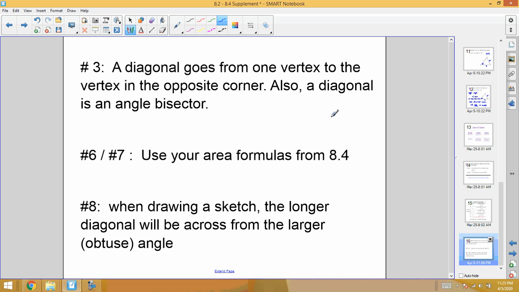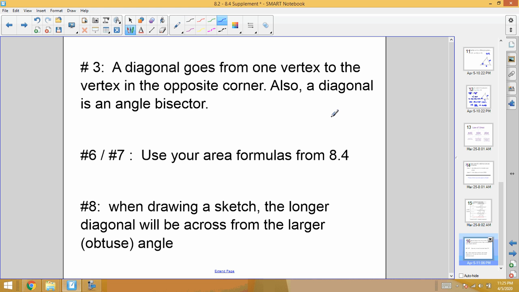I think 4 and 5, while the numbers don't look friendly, they actually work out pretty nicely. And I don't think you're going to have a whole lot of trouble with number 4 and 5. And then when you get to 6 and 7, I think those are pretty friendly as well. Just wanted to remind you about the area formulas that we discussed back in lesson 8.4. So that was the assignment that most of you worked on in class the last day before spring break. So take a look at those.